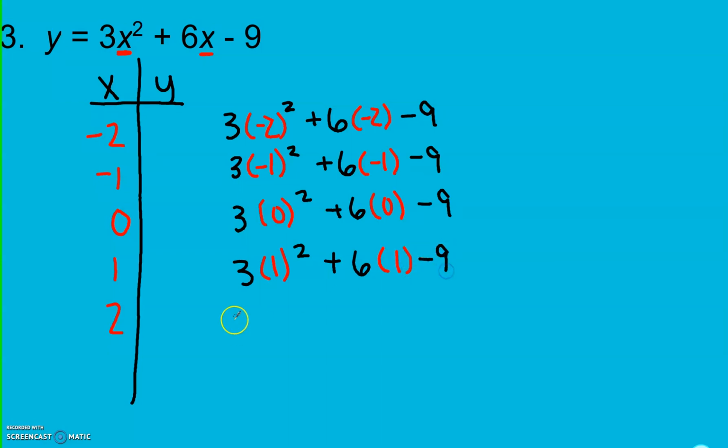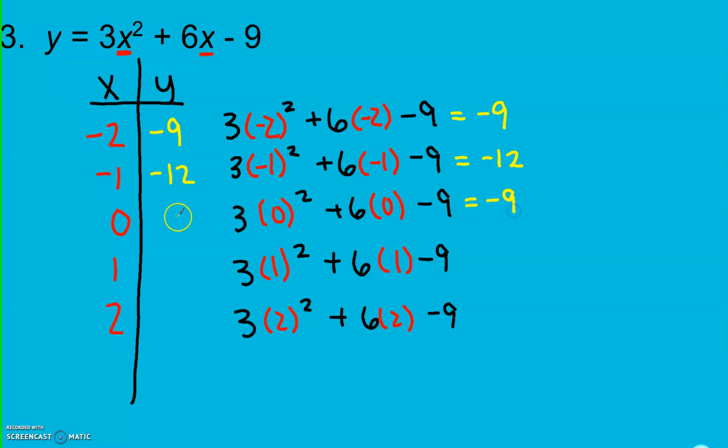Minus 9. And 3 times my x value, here it's 2 squared plus 6 times my x value, which again is 2, minus 9. Here I'm going to get -9. So that goes into my table. I get -12. I'm going to get -9.